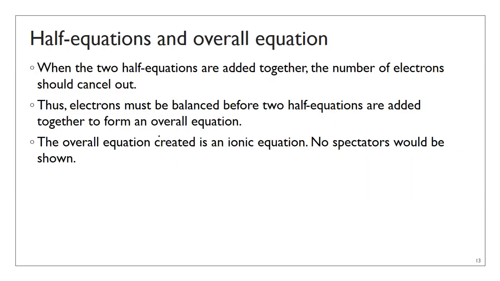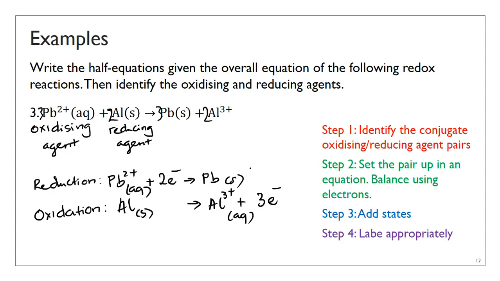Yep, I've labeled. The second thing that you may have to do is if I give you the 2 half equations, you need to be able to add them together to get an overall equation. And the key here is that when you add the 2 half equations together, the number of electrons have to cancel out. So before you can add them together, you have to make sure that you balance the number of electrons. And also the other thing is when you add 2 half equations together, what you get is actually an ionic equation.